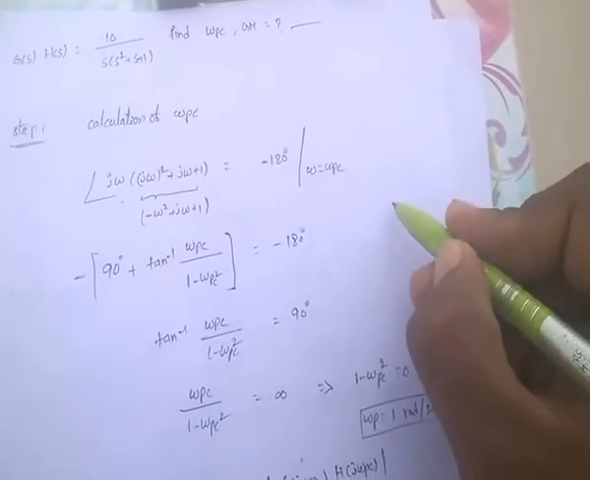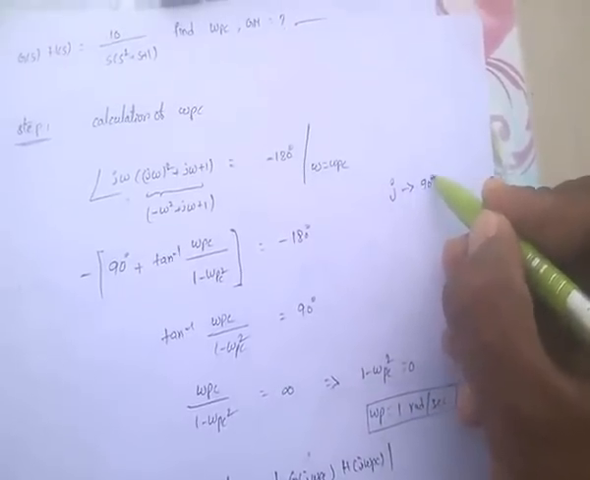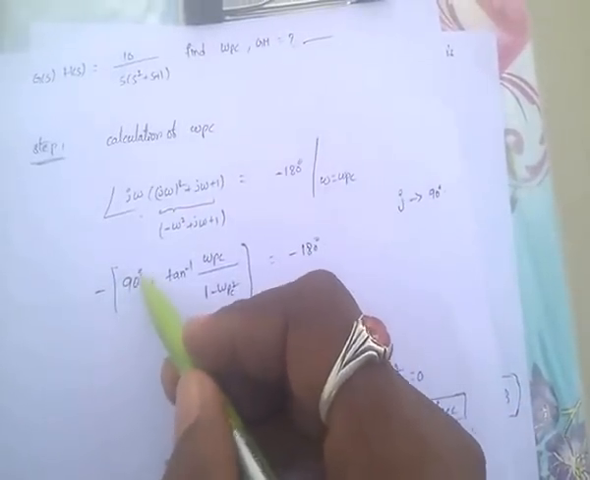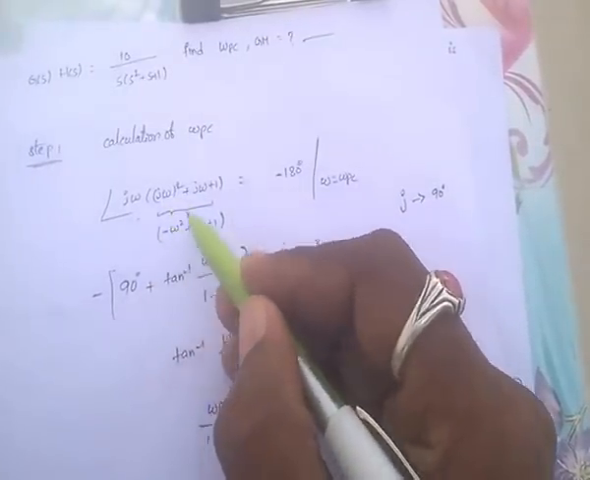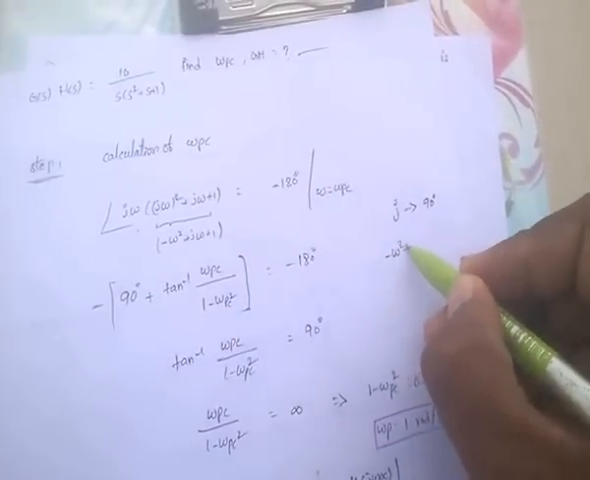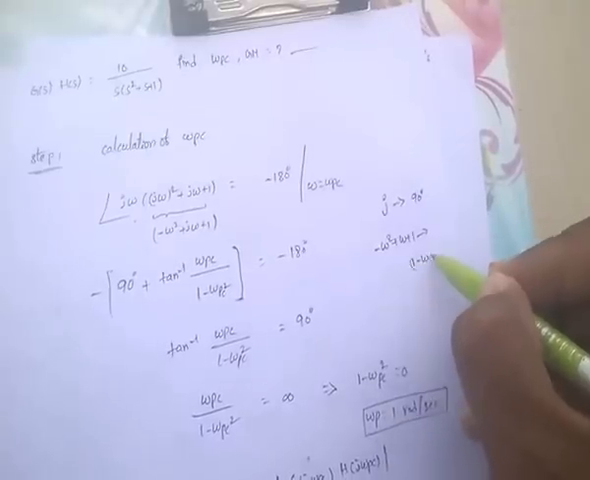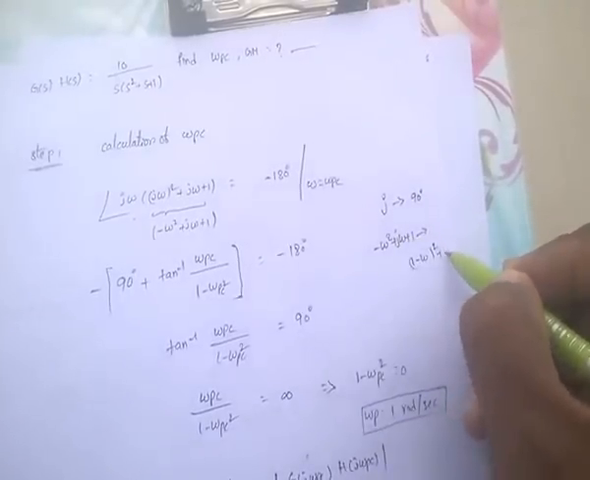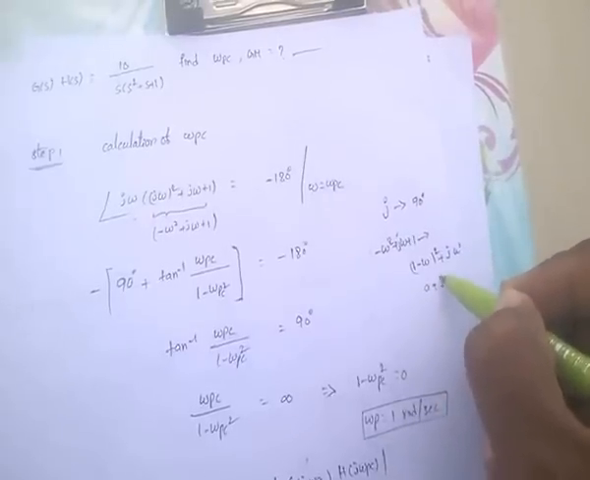j means 90 degrees. In the denominator, that means minus 90 degrees, plus: j omega whole square means minus omega square, plus j omega plus 1. That is, minus omega square plus 1 gives 1 minus omega square, and here j omega. That means A plus jB.